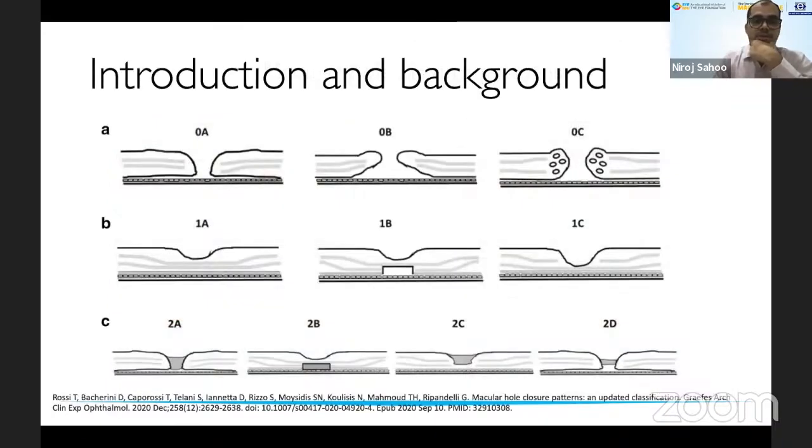But there is a much more recent classification based on the continuity of the retinal layers, either stage 0, 1, or 2. In stage 0, it is an open hole. In stage 1, there is some continuation of the retinal fibers, but there is some gap in the bridging of the retinal tissue in some subtypes. In stage 2, as you can see in stage 2B, there is some continuity, but most of the rest of the area is filled up by glial tissue.